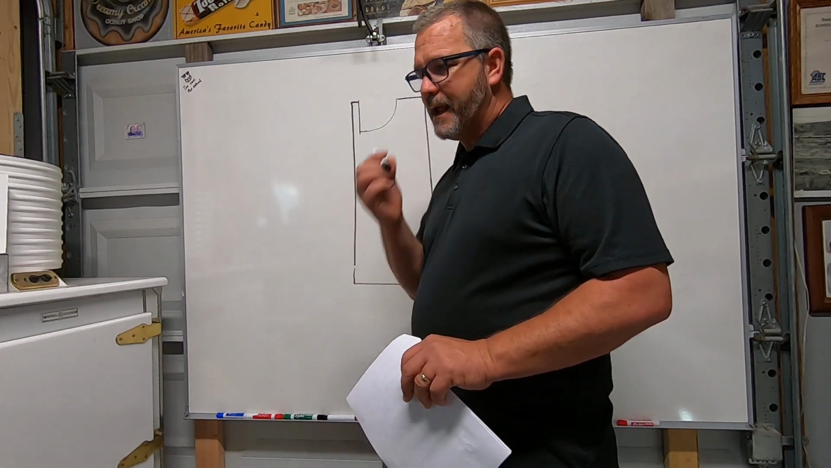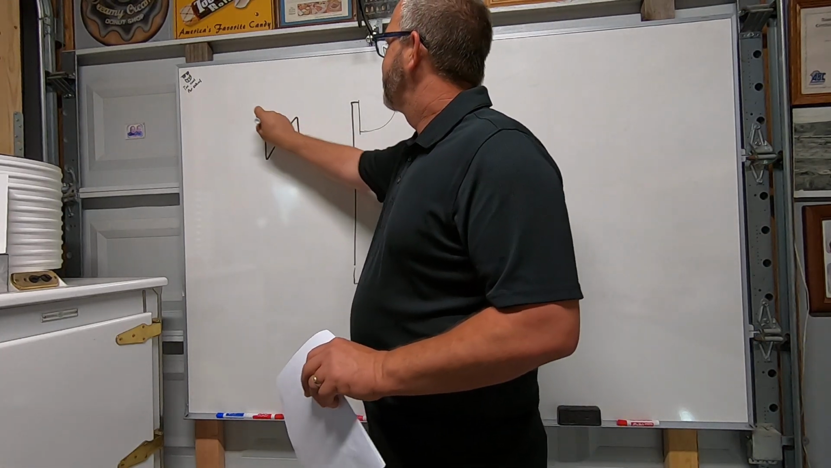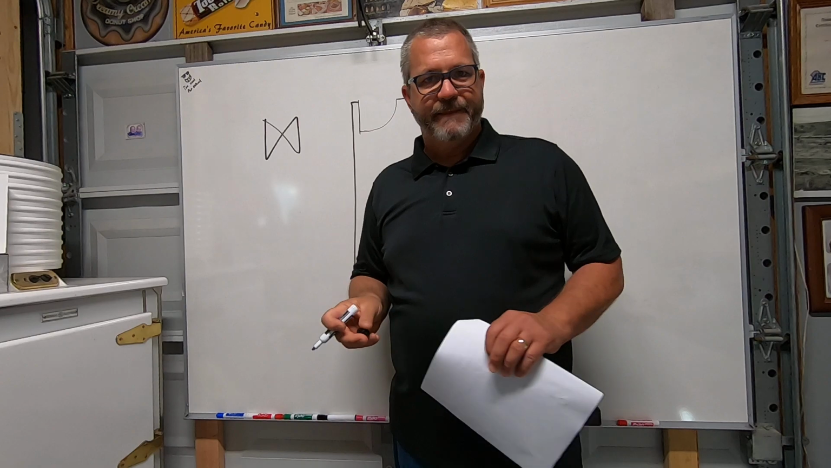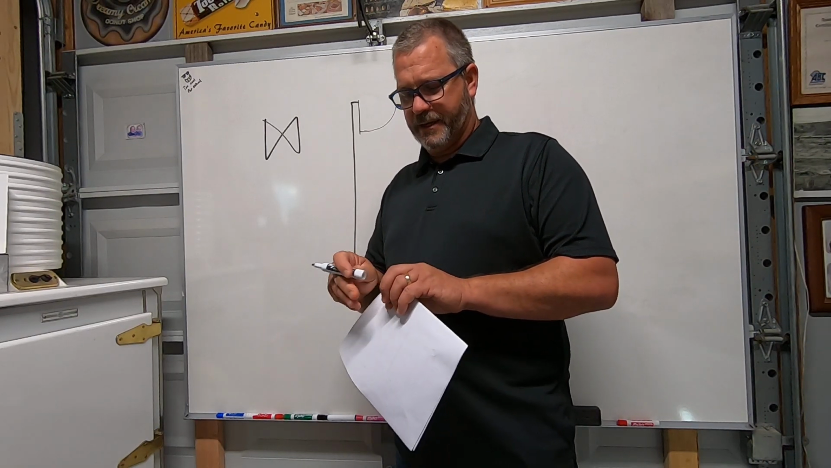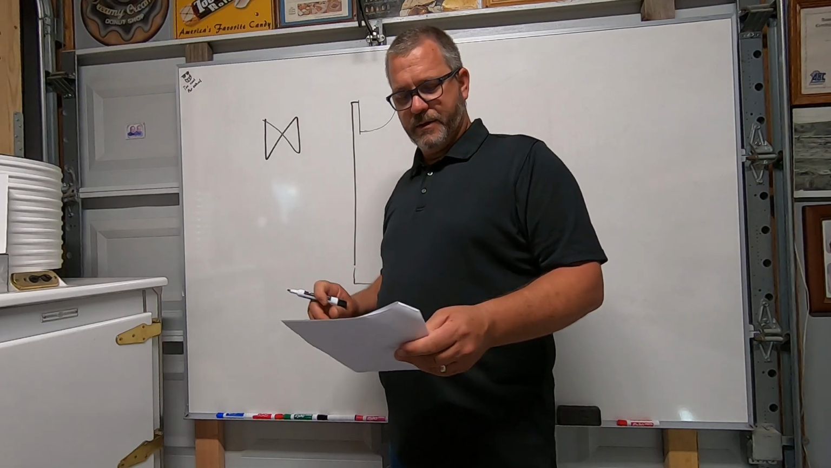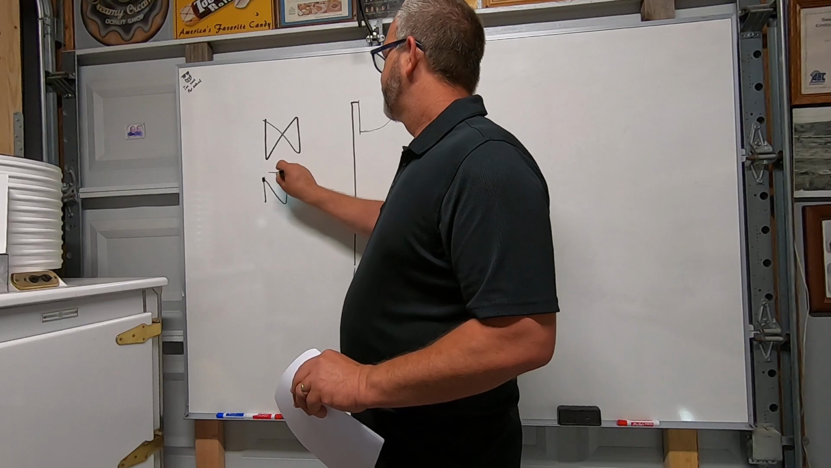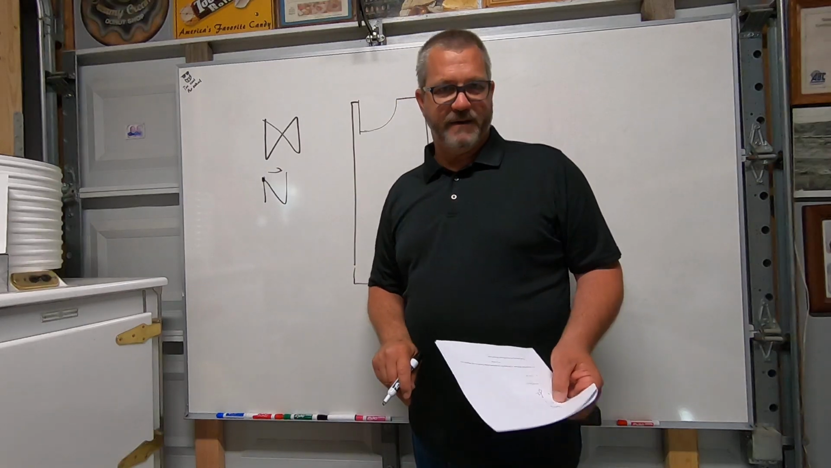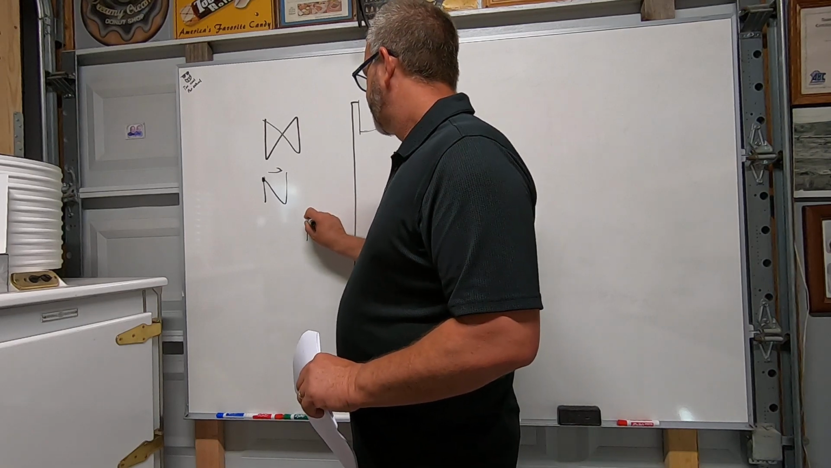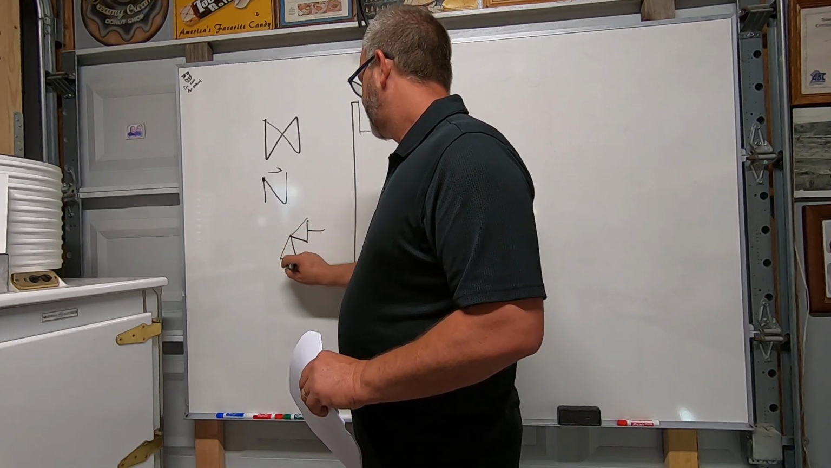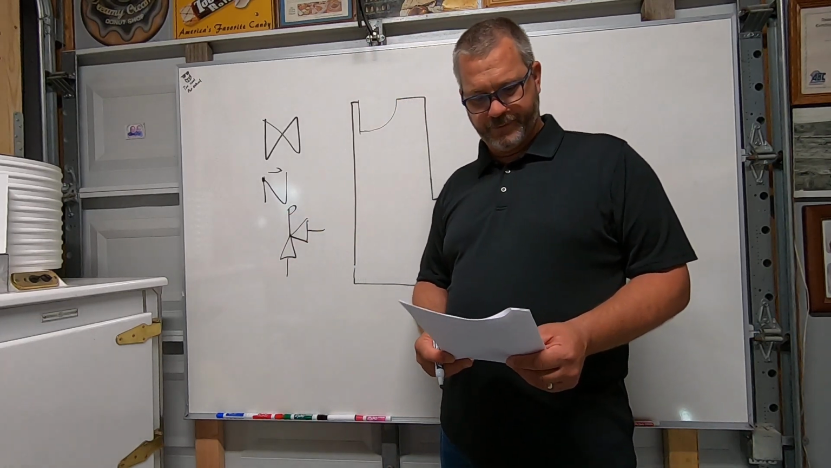That little bow tie, this little guy right there, that's a shutoff valve. Okay? So that is a shutoff valve. Then you have this guy. That is a check valve. And then this one, it's a pressure relief valve.